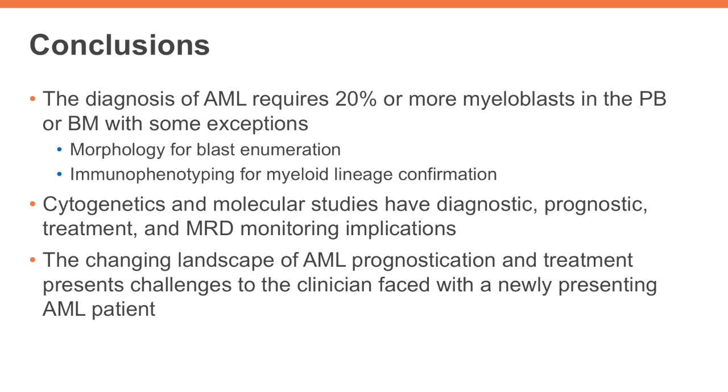In conclusion, the diagnosis of AML requires 20% or more myeloblasts in the peripheral blood or bone marrow, with some exceptions. We use morphology for blast enumeration, ideally, and immunophenotyping for myeloid lineage confirmation. Cytogenetic and molecular studies have diagnostic, prognostic, treatment, and measurable or minimal residual disease monitoring implications. And the changing landscape of AML prognostication and treatment presents challenges to the clinician faced with a newly presenting AML patient.